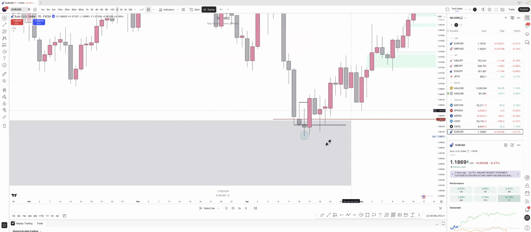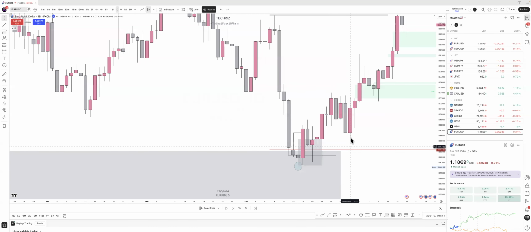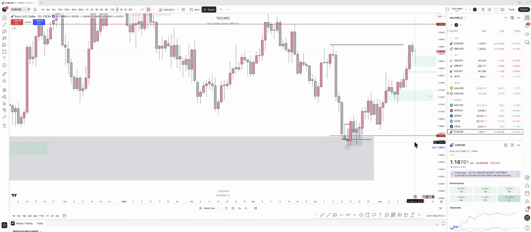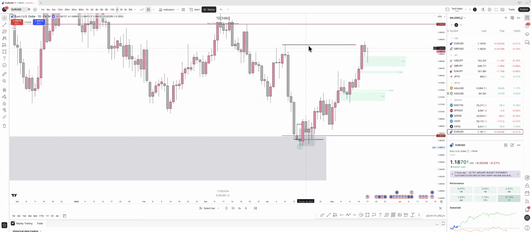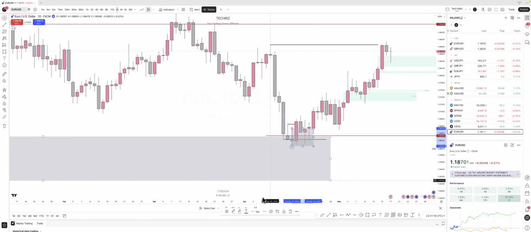CISD, continuation. I think some persons who are smart enough would get entries from here. Although this is a very huge entry, I will not do it. I'll look for a very minute entry and get in. But this is a very good move though. Very beautiful move. Let's still check that low on Monday, if it had a timed CISD, this circle here.